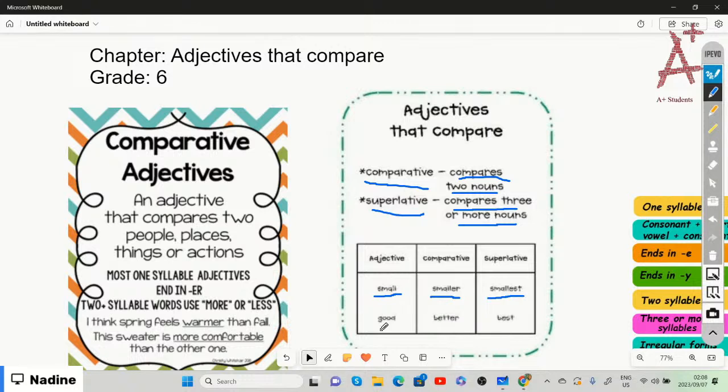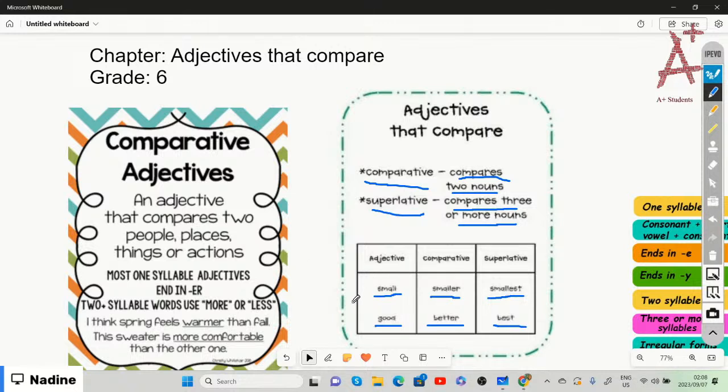Then we have our base, which is good. Remember, our comparative is where we compare two things, or two places, or two people, or actions. So if our base word is good, then our comparative is better. And then the superlative, if we compare three or more things, we say that this is the best.